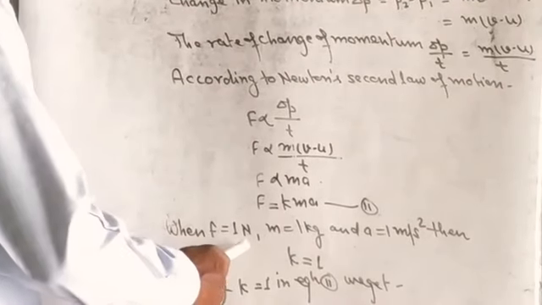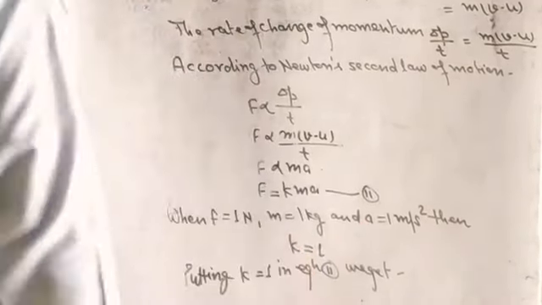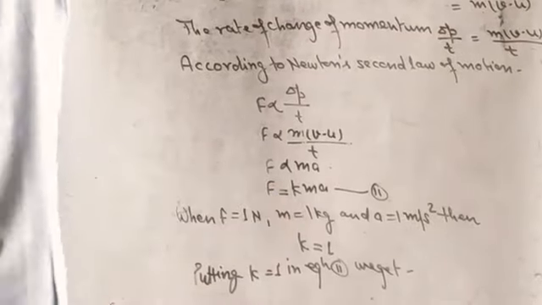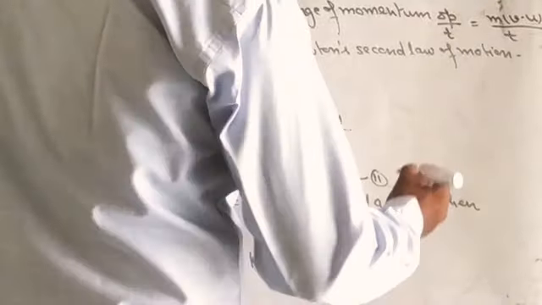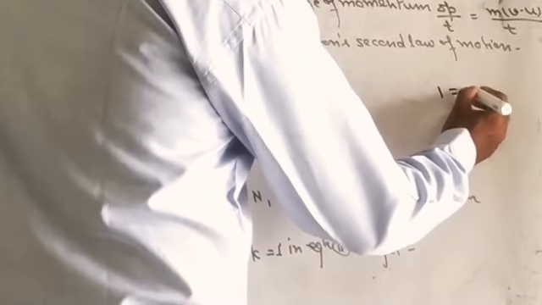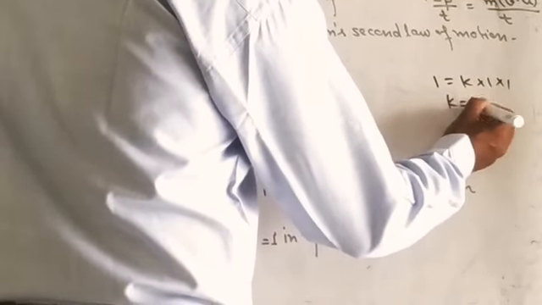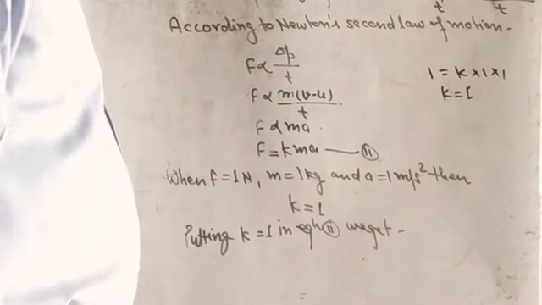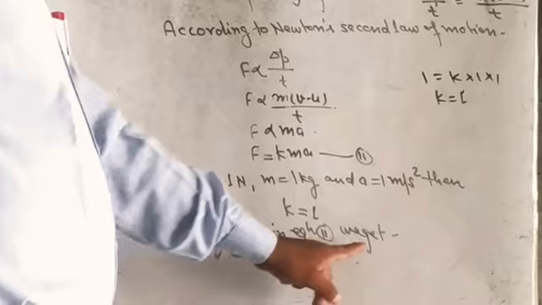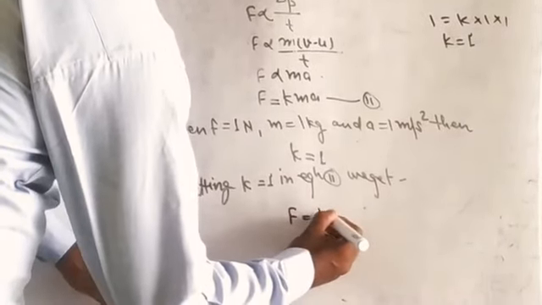When F is equal to 1 newton, m is equal to 1 kilogram, and a is equal to 1 meter per second squared, then K is equal to 1. Put all these values in equation number 2. What will you write? 1 is equal to K into 1 into 1. So K is equal to 1. Putting K is equal to 1 in equation 2, we get F is equal to ma.